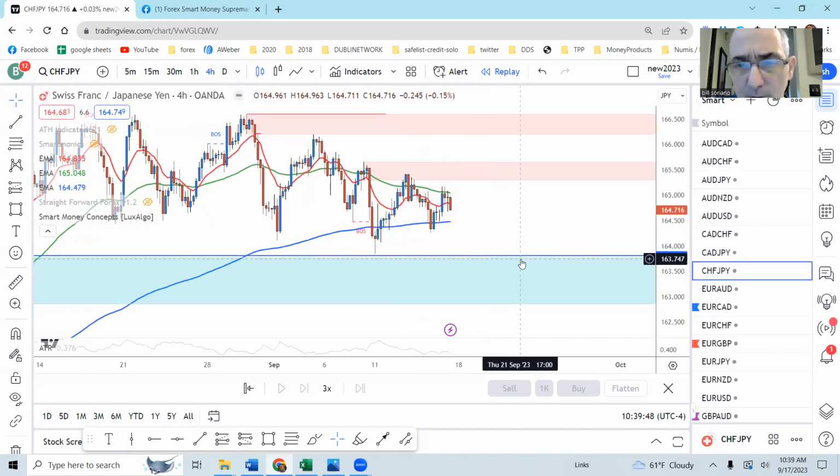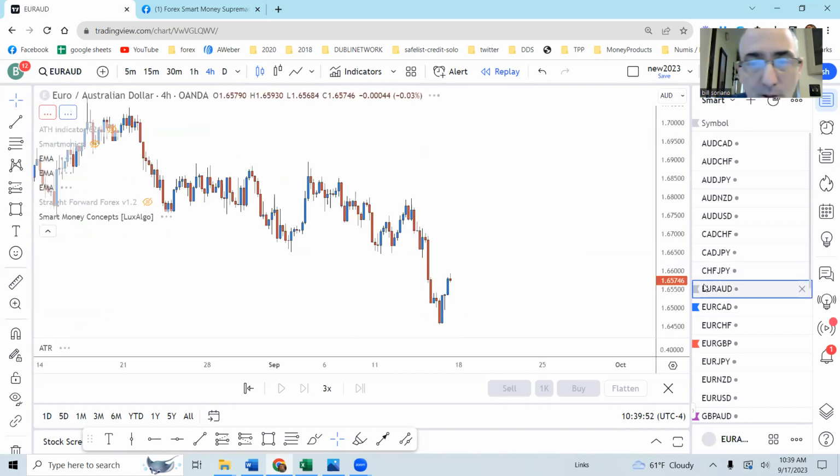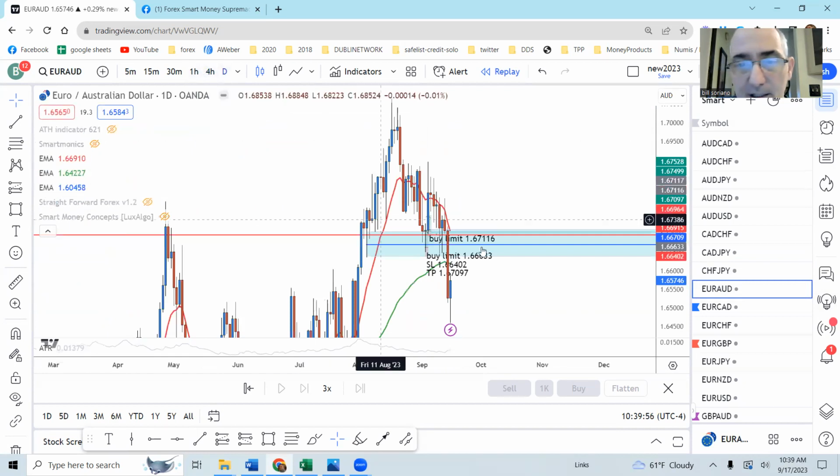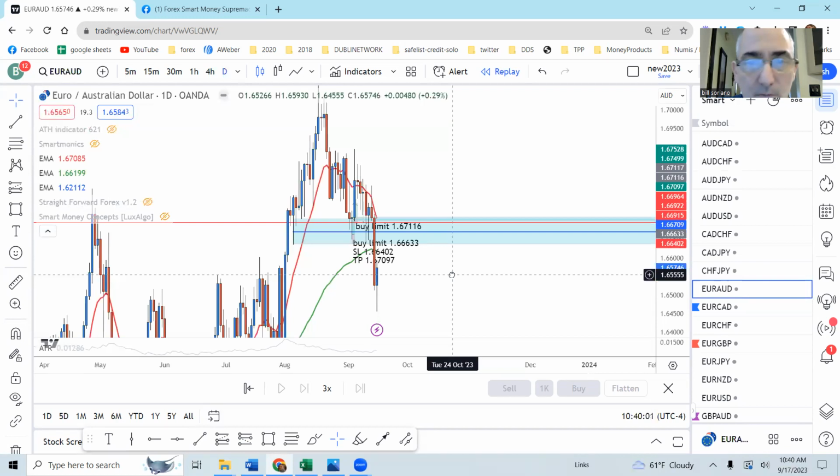So we're going to leave this alone. Our point of interest is right here, this blue line. We're going to wait for price to hit that before we drop down to the 15-minute chart and wait for our confirmation. EUR, AUD.